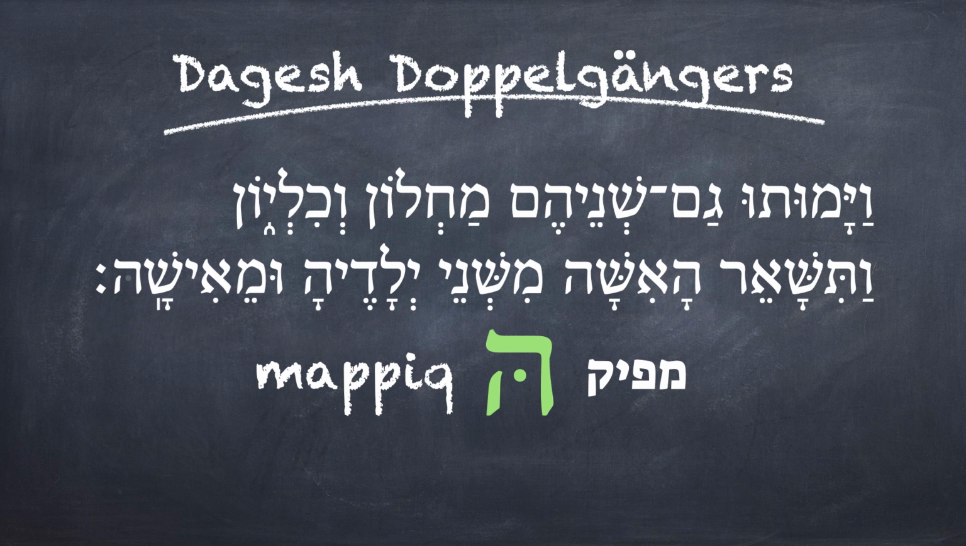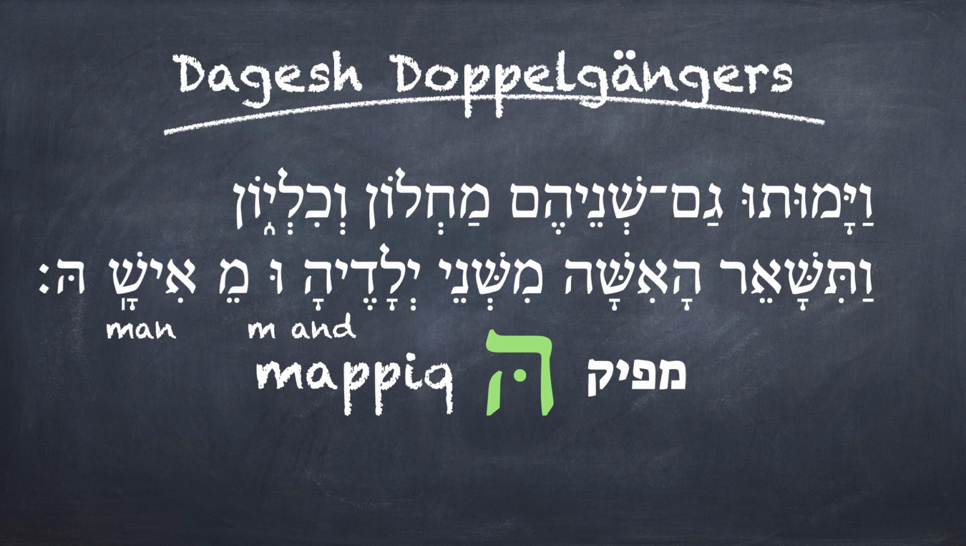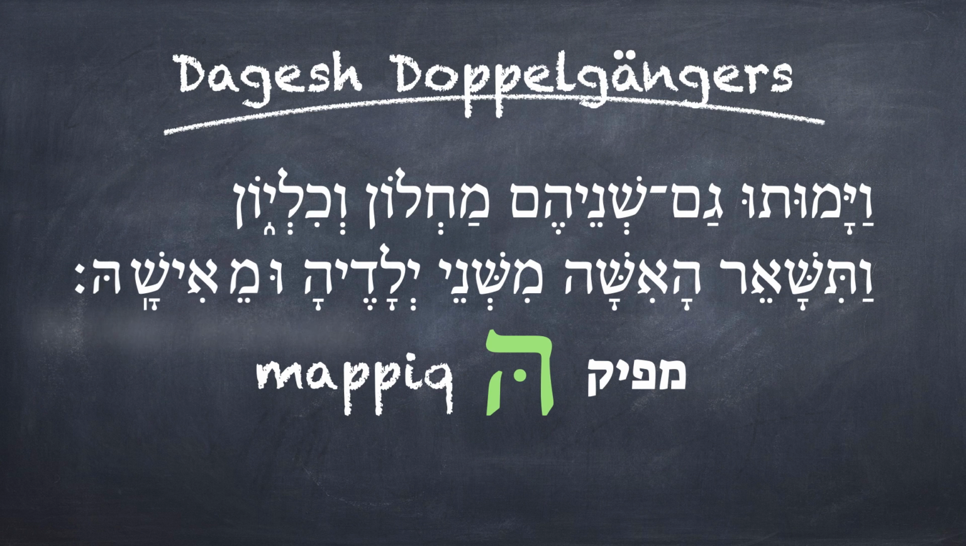But the dot, the mapik, tells us no, this hey isn't just an ah ending. It's actually a consonantal hey. It has meaning, and in this case, it's a possessive ending attached to the word ish, meaning man. So this word doesn't mean and from a woman. With the mapik, it means and from her man. The hey signals the possessive her.